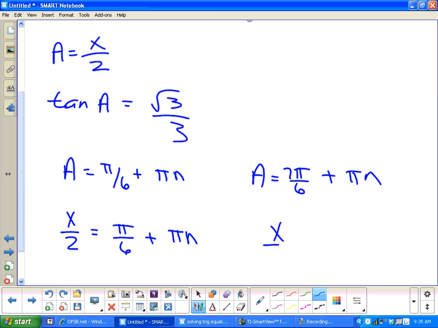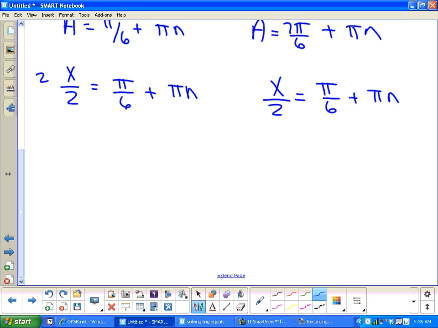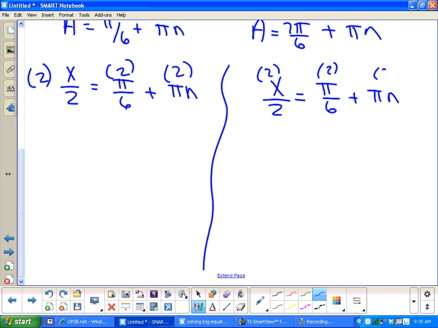So this time, instead of dividing by 2, we get to multiply by 2. All right. So we're going to get rid of this 2 so we can isolate x. Let's multiply everything by 2. So they'll cancel there. Now, what about here? 2 times pi over 6. 2 goes into 6 3 times. So we'll get pi over 3 plus 2 pi n.